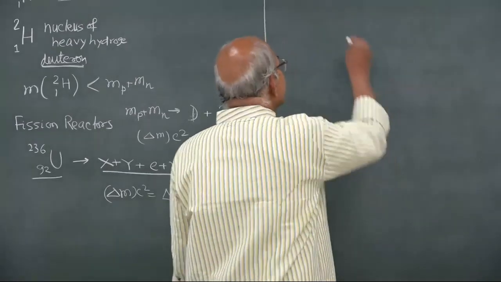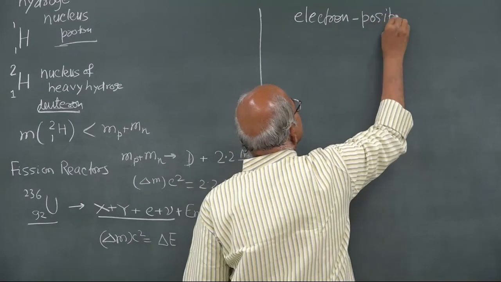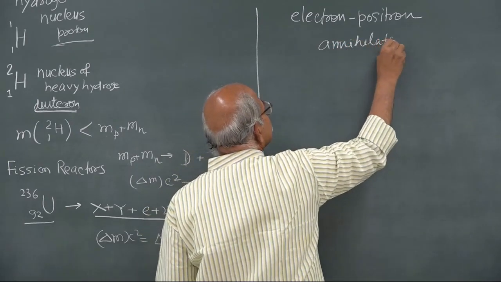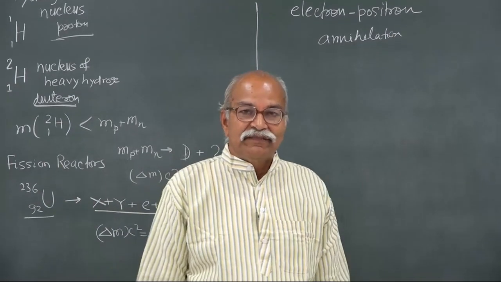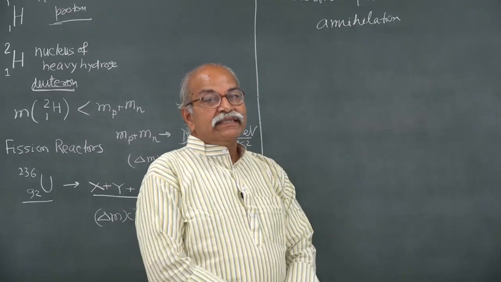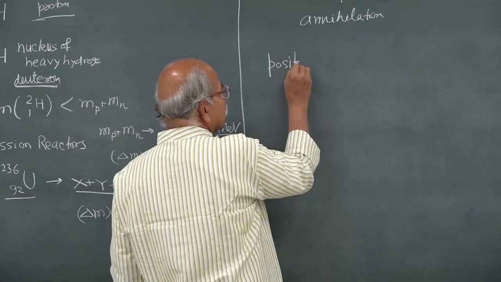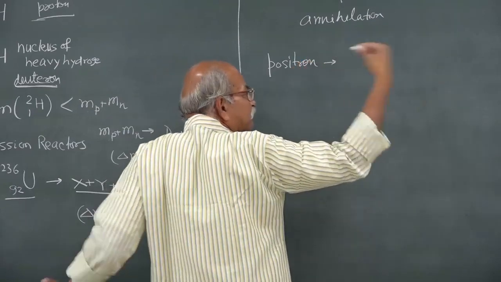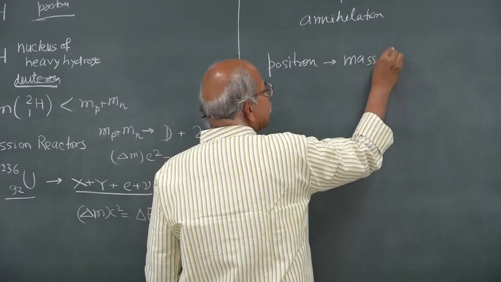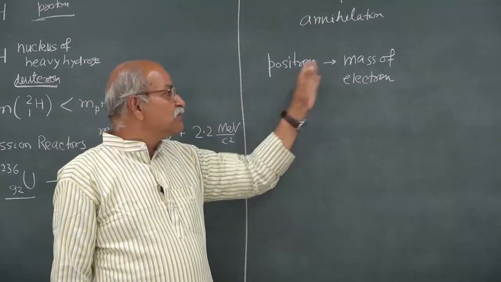So, I take a specific example of electron-positron annihilation. Annihilation: they are destroyed, they are annihilated, they disappear, they are no more. Electron you know very well, and positron is just the antiparticle of electron. The only thing important for us at this time is that it is an image of electron, you can say. Mass of this positron is exactly the same as mass of electron.